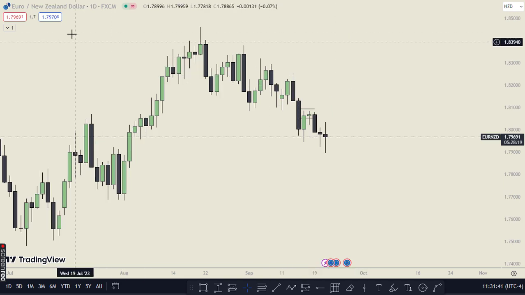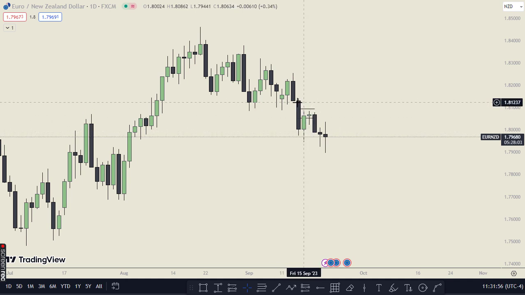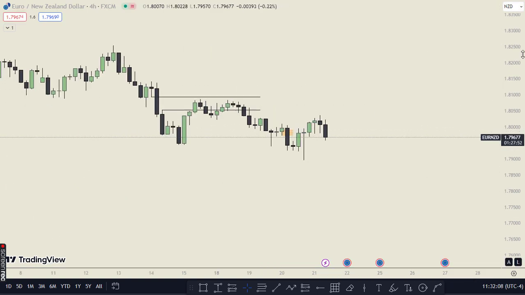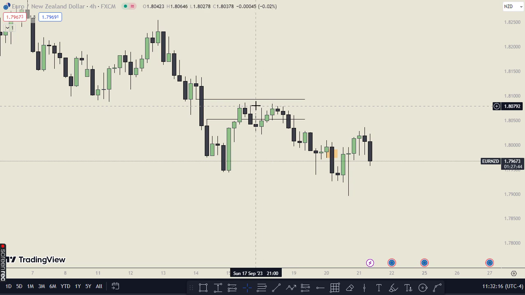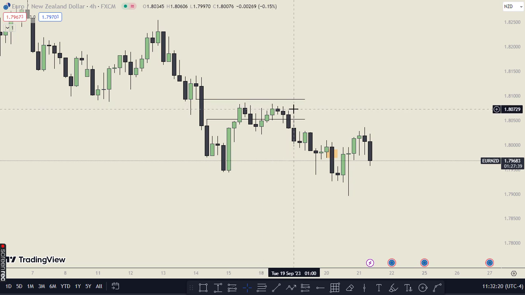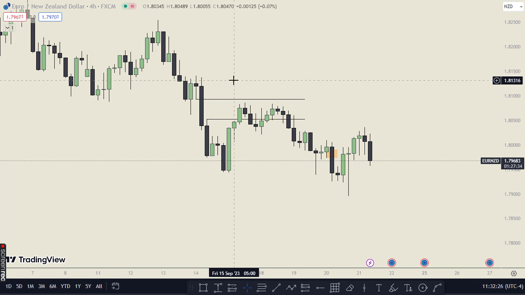This pair right here is euro against the New Zealand dollar. We have a nice displacement to the downside. Price didn't give us a return to that internal range liquidity, right? Thus, I wasn't interested in that. But on the daily, this is the daily time frame. But if you go to the 4-hour time frame, we have a nice displacement to the lower, right? We have a fair value gap. Price retraced to that 4-hour internal range liquidity. I was interested in this pair, but I took the trade on euro AUD. So these two pairs are correlated. So I don't need to take two trades on the same correlated pairs, right?